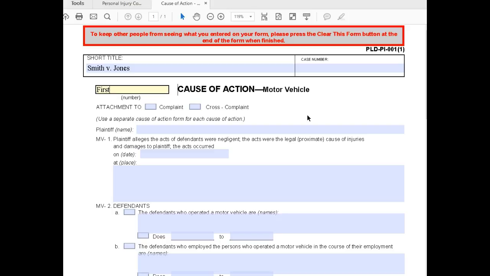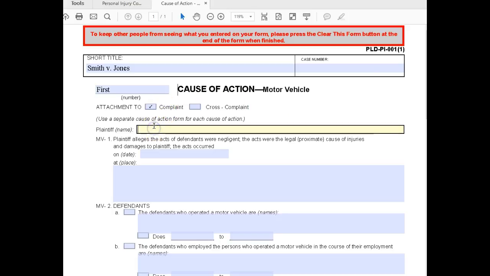Now we only need one here because we have a simple auto accident. We're just going to sue for negligence. We're not suing for, let's say, reckless conduct. We're only suing for negligent conduct. And we consider this to be an attachment to our complaint. It could also be an attachment to a cross complaint because it's possible that Jeffrey Jones might sue us for not merging with him. If this were a complaint filed by the defendant against the plaintiff, which is called a cross complaint, we would simply click the cross complaint. But now this is still our complaint by the plaintiff against the defendant. It's attached to our complaint.